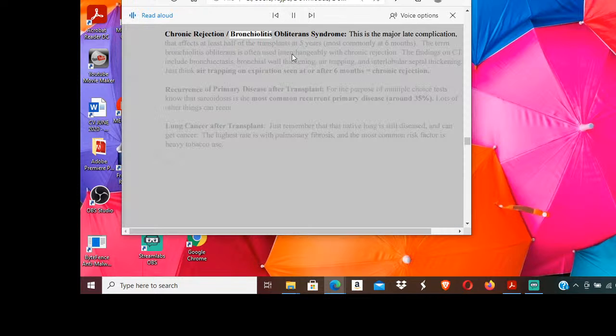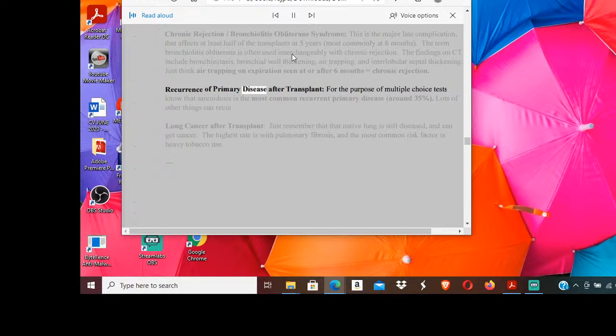Chronic rejection, bronchiolitis obliterans syndrome. This is the major late complication that affects at least half of the transplants at 5 years, most commonly at 6 months. The term bronchiolitis obliterans is often used interchangeably with chronic rejection. The findings on CT include bronchiectasis, bronchial wall thickening, air trapping, and interlobular septal thickening. Just think air trapping on expiration seen at or after 6 months equals chronic rejection.